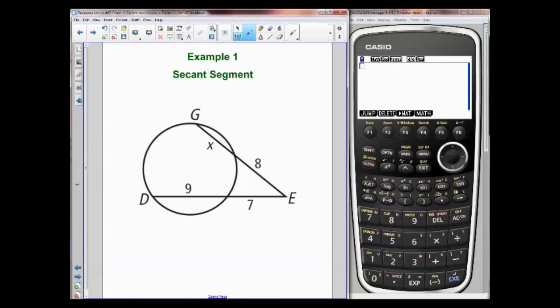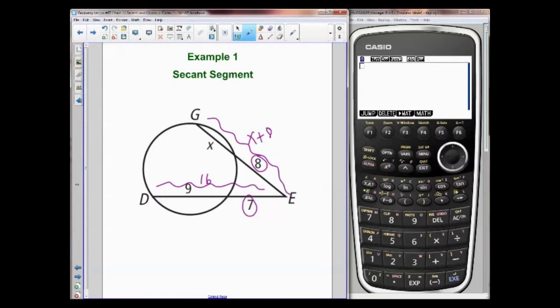Now, when secants are involved, we have an outside part and an inside part right here. And the general rule is outside times whole. So here's the outside part, 8, and here's the whole part, x plus 8, times outside times whole. And the whole part is 16. Just remember that when you're doing the whole part, it's from this point all the way over.